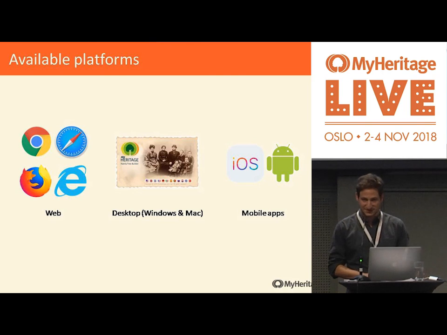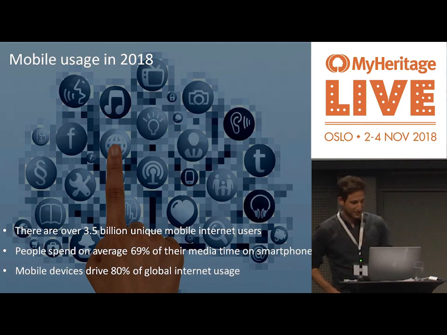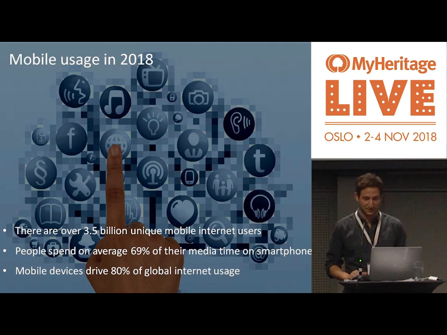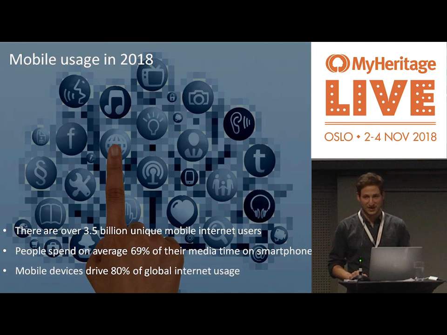So before we get into the app, let's just discuss mobile real quick and see what mobile usage is today. So mobile has exponentially grown from year to year since the beginning of this century. Today, there are over 3.5 billion unique mobile internet users. People spend an average 69% of their media time, their screen time, on their smartphones or tablets. And finally, mobile devices drive 80% of global internet usage.